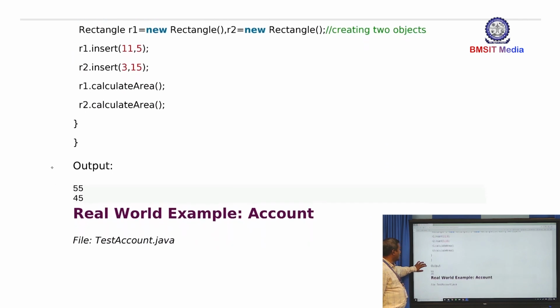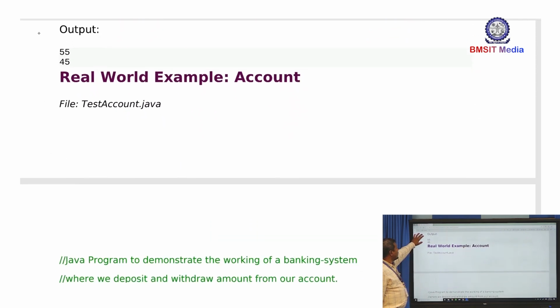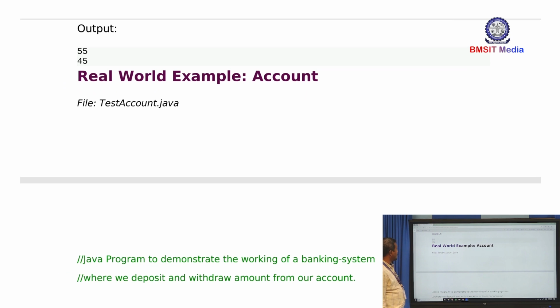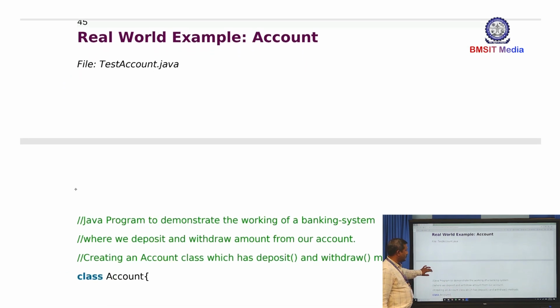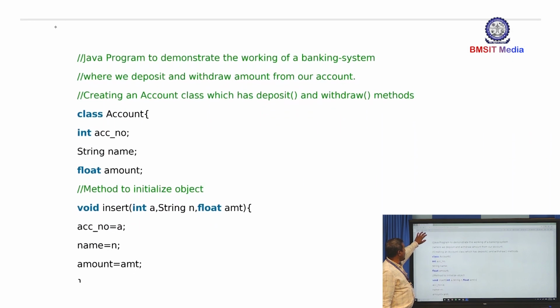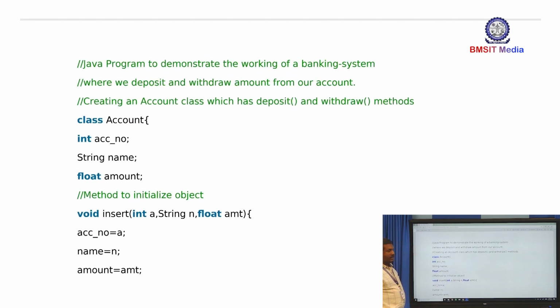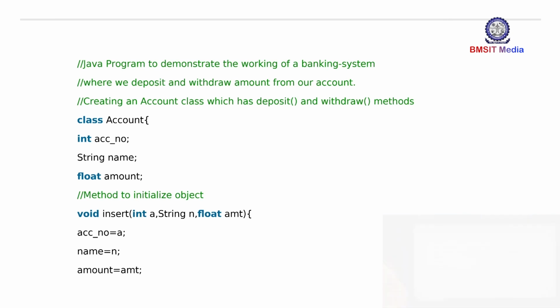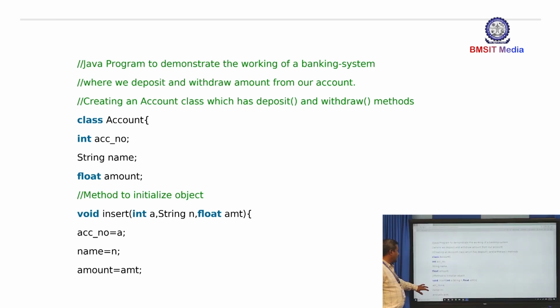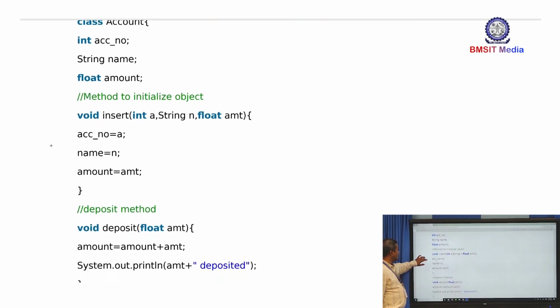So this is one more example. Next is a real world example, about accounts. As you can see, we have a class Account, which contains integer account number as one field, string name as one field, and float amount as one more field. Three fields are available, and it contains an insert method for inserting the values.